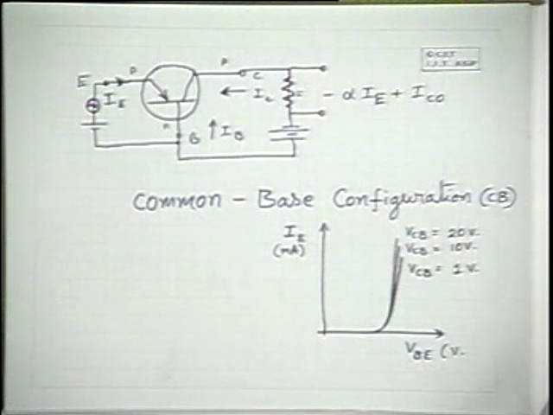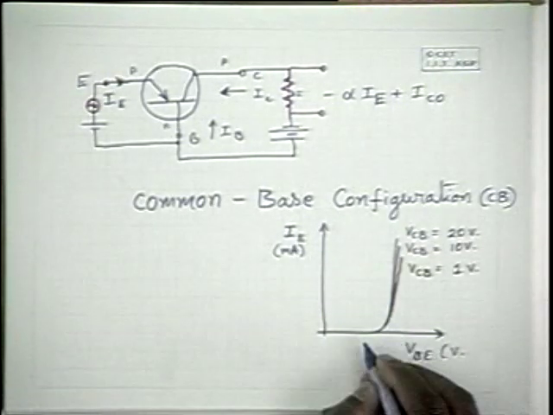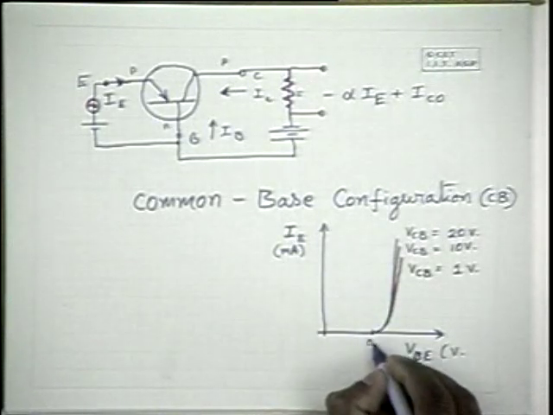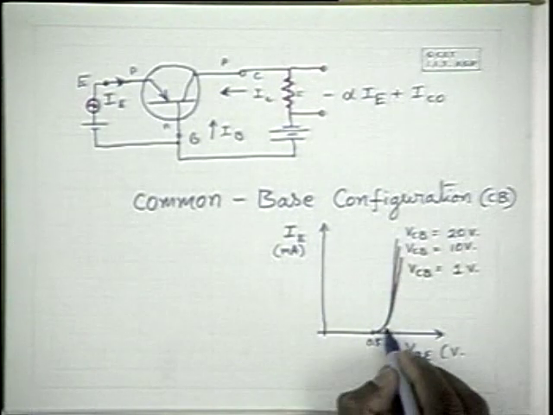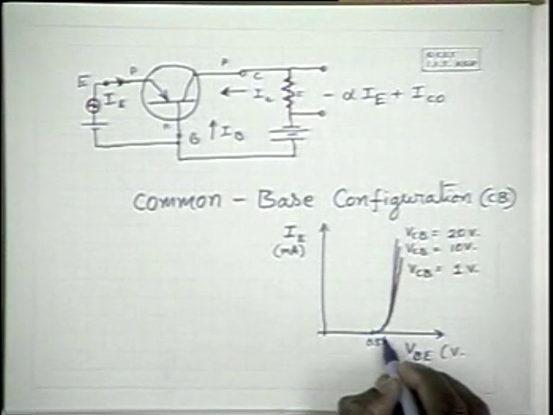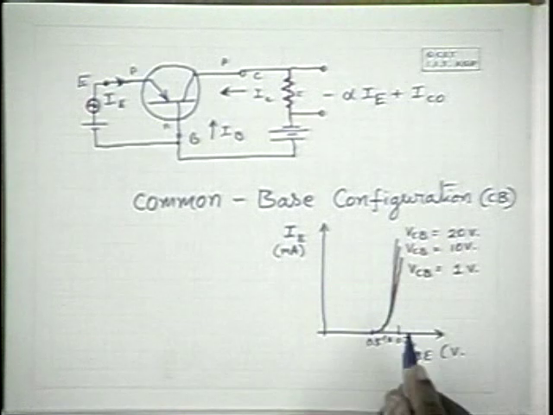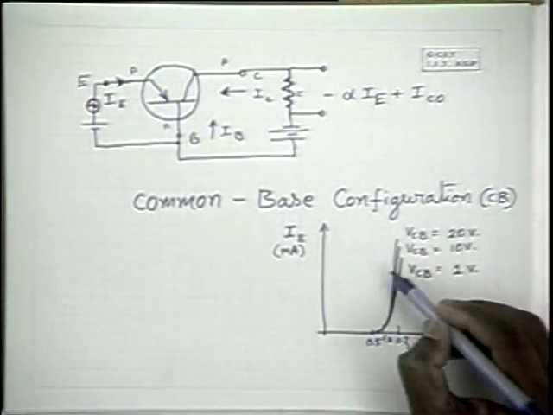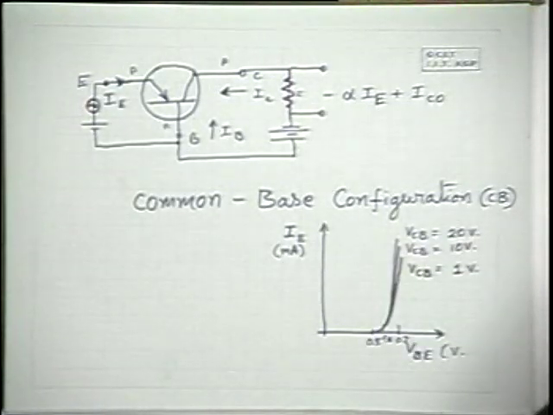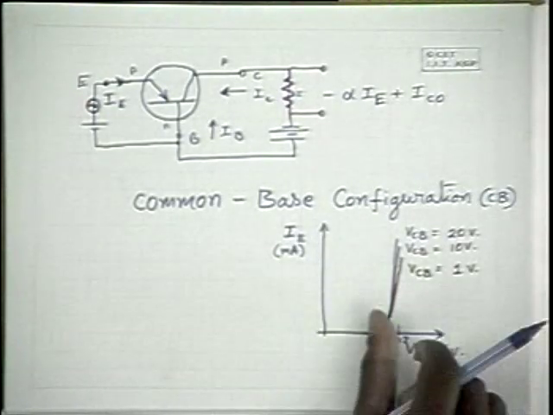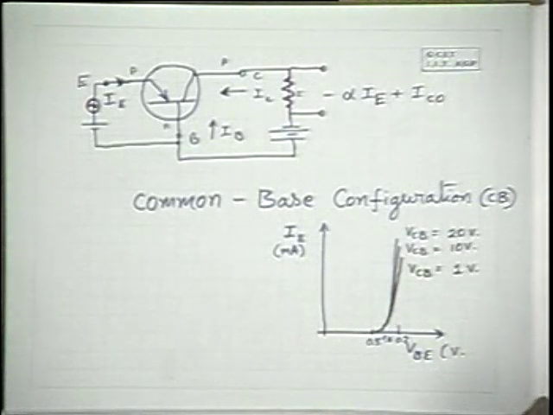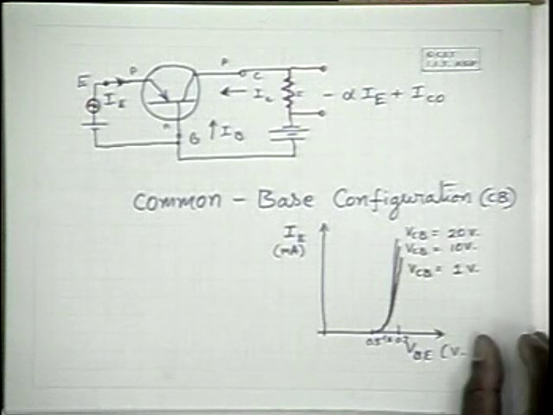Okay, so these are the input characteristics, with the cut-in voltage placed roughly around 0.5 volts, and this is about 0.6 and 0.7, similar to that of the diode, except for this minor difference. So this is the input characteristics of a typical common base configuration amplifier.